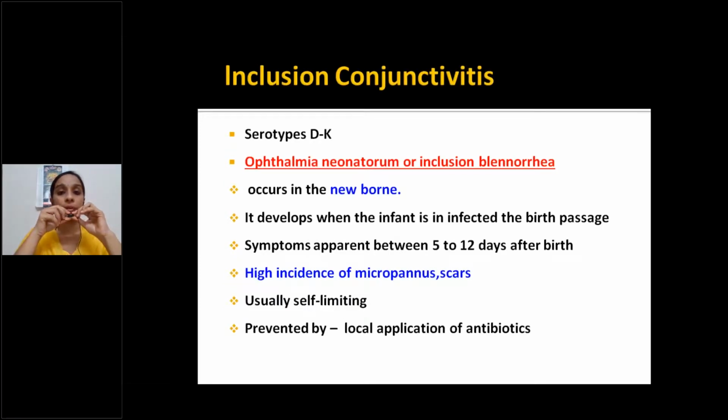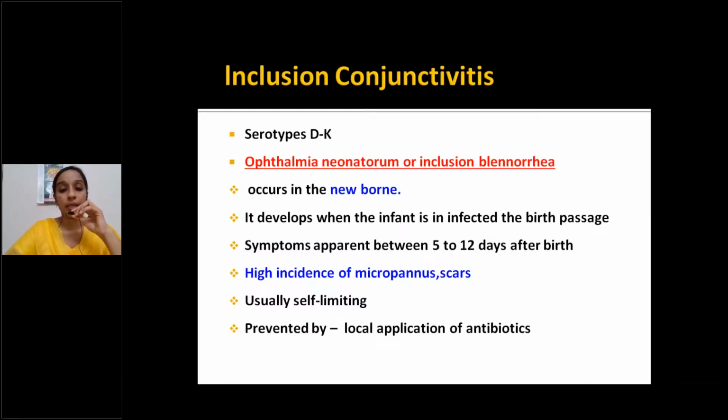Next, another type of infection is inclusion conjunctivitis. Serotypes D to K are responsible for this inclusion conjunctivitis. Important here is ophthalmia neonatorum, also called inclusion blennorrhea. This ophthalmia neonatorum is common in newborn babies. It develops when the infant is infected in the birth passage.